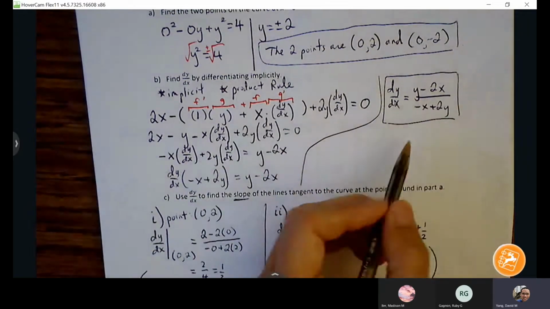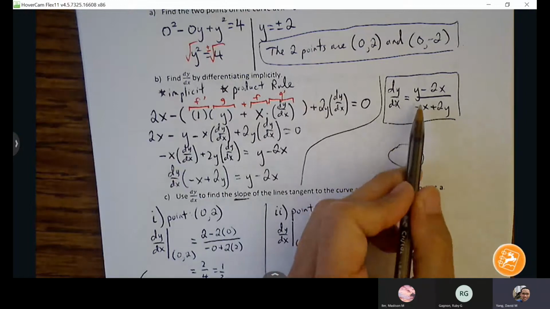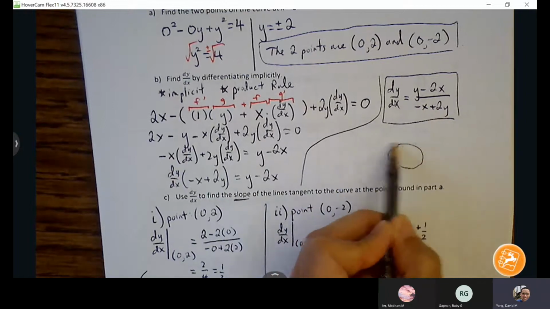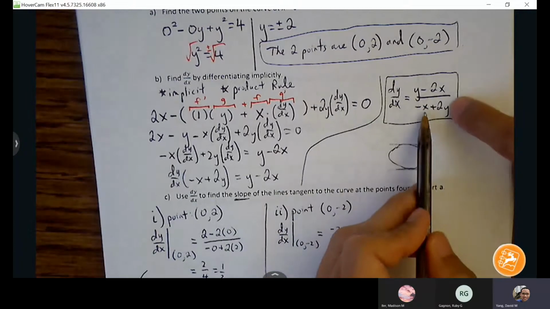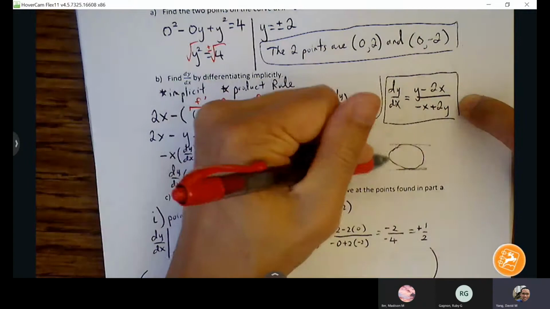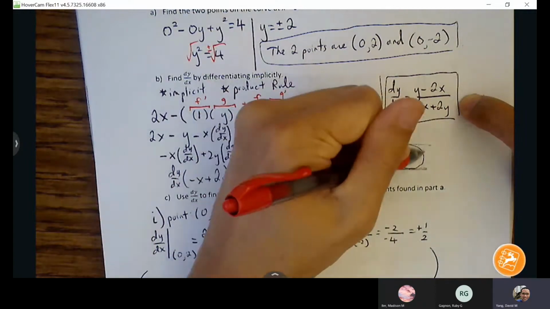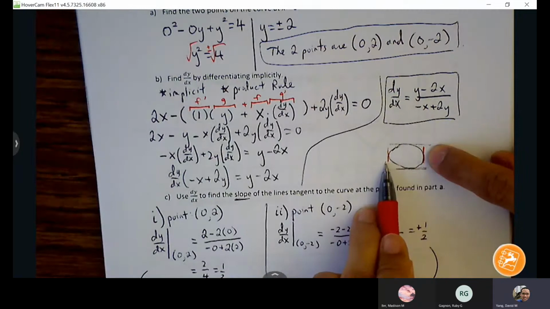So if the graph looks strange like this, setting the numerator equal to 0 is going to tell us where slope 0 is going to be. And if I set the denominator equal to 0, that's going to give me vertical tangents. Or more generically, it's going to give us where slope is undefined. So this is a potential place where slope is undefined.